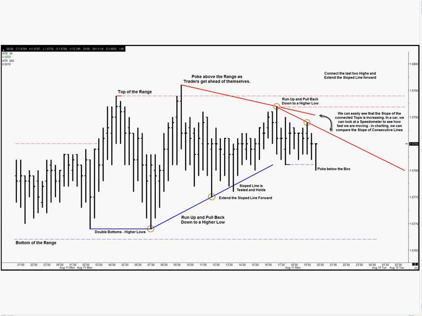So again, we're looking at this slope, we're looking at this projected slope, and we can really see that the slope of the connected tops is increasing or getting steeper. Now in a car, we can look at a speedometer to see how fast we're moving. In charting, we can compare the slope of consecutive lines. Just think about it. And we call these three-dimensional because they give us a third-order level of information.